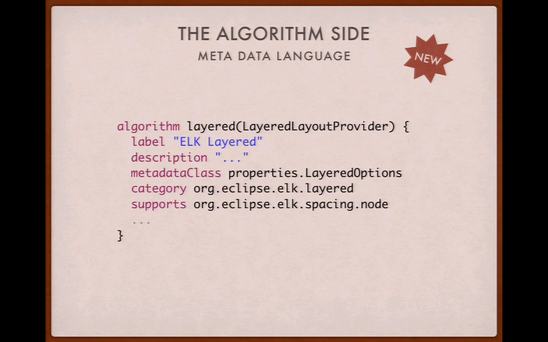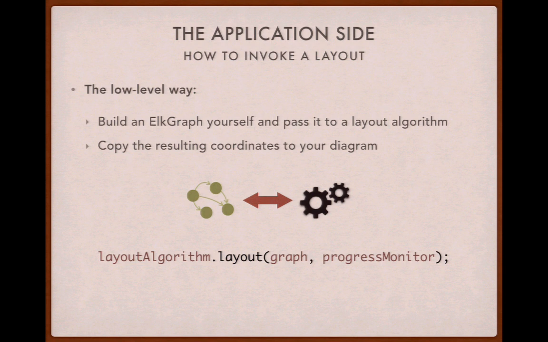Now to the application side: how to invoke the layout and configure it. I will show you two ways. One is the low-level way. That would be to create an instance of the ELK graph, this mediating data structure in the middle, and pass it to a layout algorithm. This passing just looks like this. You have an instance of a layout algorithm, just say layout with a graph and a progress monitor that allows you to cancel or to check how far along we are. After that, the graph, as I explained before, contains coordinates, and you have to write these coordinates into your diagram yourself.